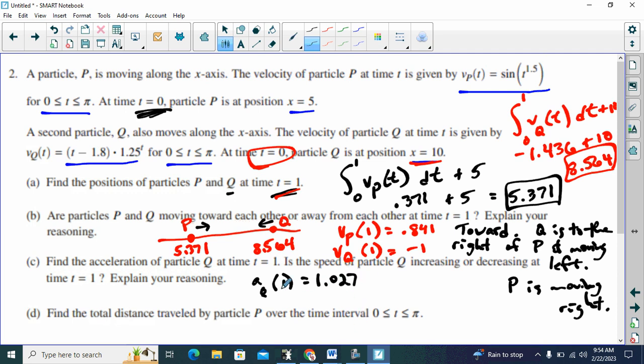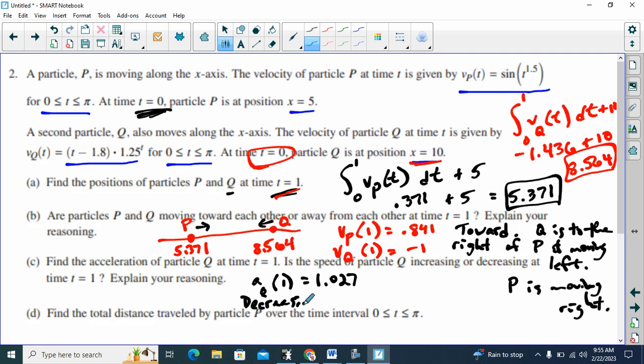Just because I have a positive acceleration does not mean speeding up. To tell speeding up or slowing down, we look at the velocity. So it's moving to the left because velocity was negative. Acceleration is positive, which means it's being pushed back to the right. It's accelerating to the right. So it will continue moving left, but it's going to be slowing down. So speed is decreasing.